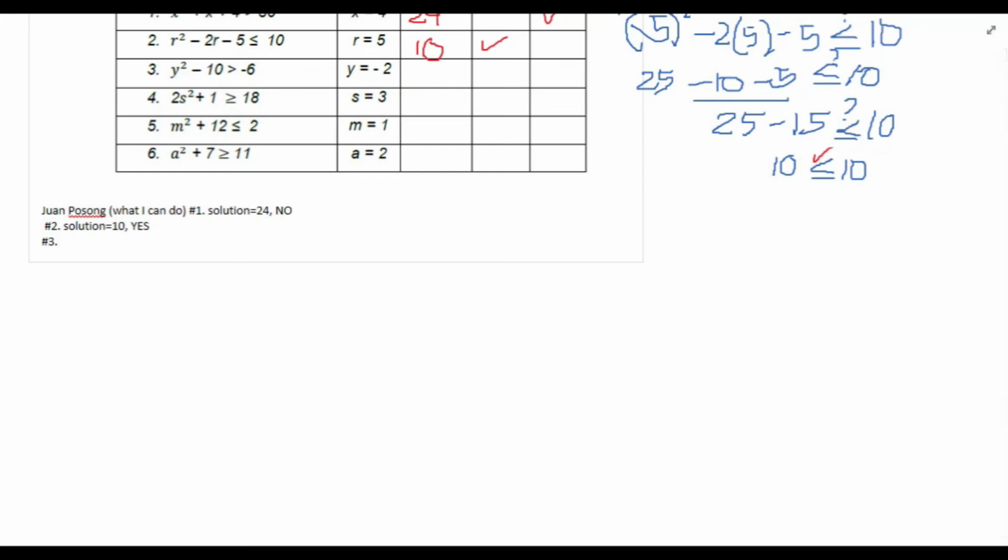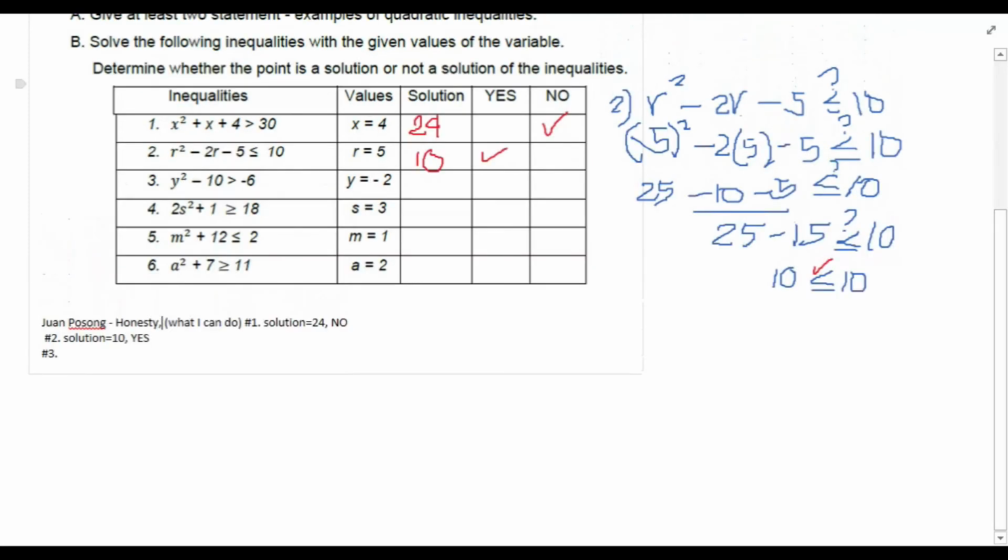Okay, write your section first. I forgot to indicate your section. Juan Puso, section Honesty. Okay, so you can comment in that manner. So I have already shown you how to answer this one, so you continue for the next.